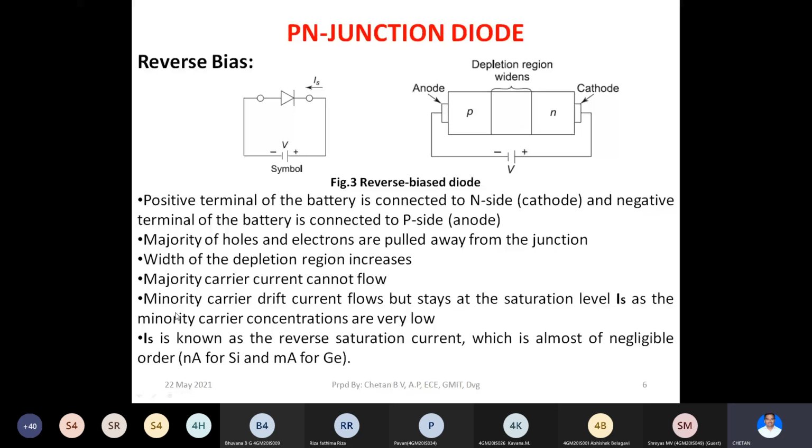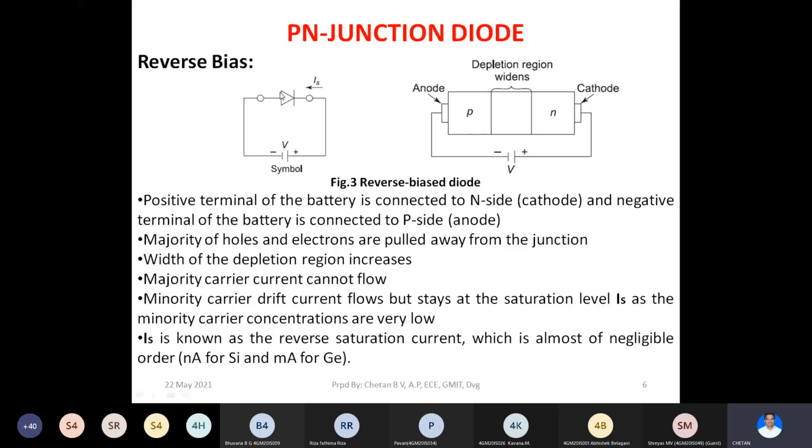So here the minority charge carriers are electrons, which will be attracted towards the positive terminal of the battery, and here minority carriers are holes, which are attracted towards the negative terminal of the battery. Therefore only a small current, which is called reverse saturation current, will flow in the diode during the reverse biased condition. And one more important thing is the width of depletion region will be increased in case of reverse bias.